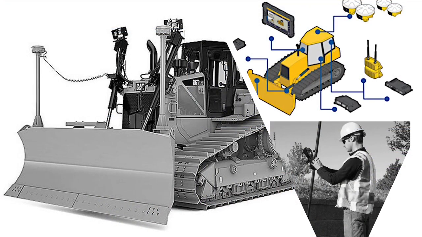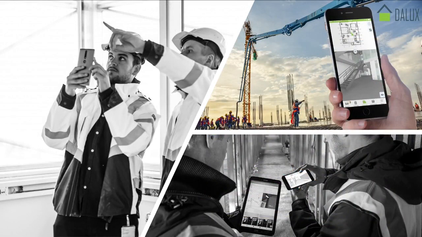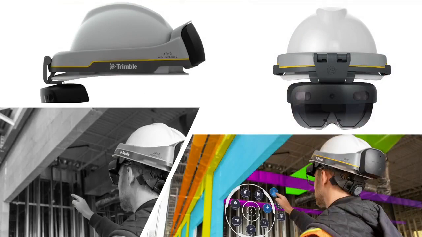Automation and robotization, for example, earth-moving machines that can be controlled using a BIM 3D model. Construction meetings can be held with BIM 4D tools with visualization of the schedule and work performed. Supervision inspectors can use smartphones and tablets to supervise construction works, or even structure helmets with mixed reality goggles.